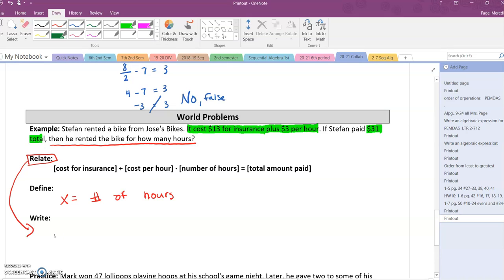So I'm going to start with 13 plus cost per hour. Do I know that? Yes, it's $3 per hour. Times number of hours? No, that's what we're looking for. So we're going to put an X there. And then equals total amount paid. Well, we know we paid $31.